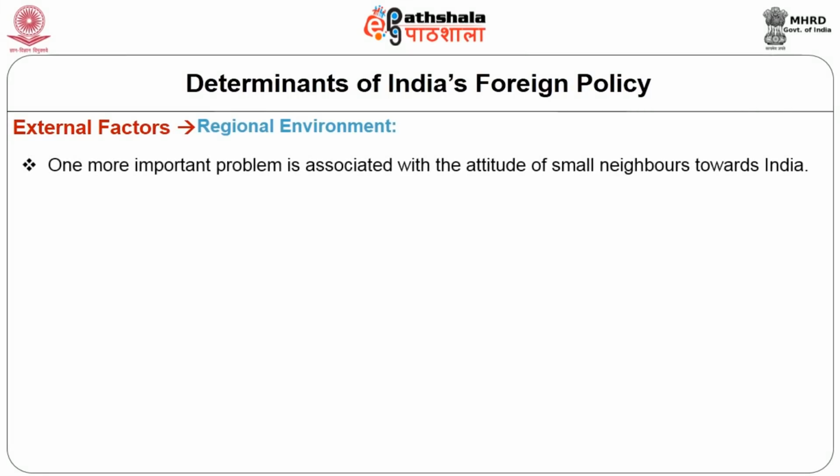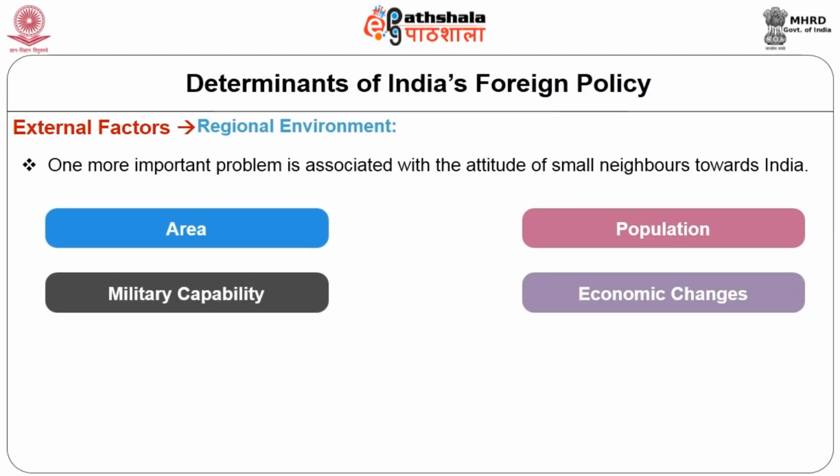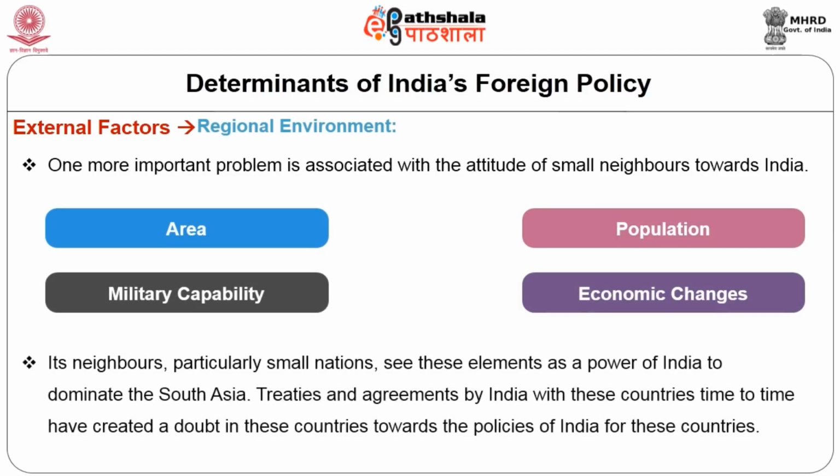One more important problem is associated with the attitude of small neighbors towards India. Area, population, military capability, economic changes, etc. of India are the symbols of fear for its small neighbors. Its neighbors, particularly small nations, see these elements as a power of India to dominate South Asia. Treaties and agreements by India with these countries from time to time have created a doubt in these countries towards the policies of India for these countries.